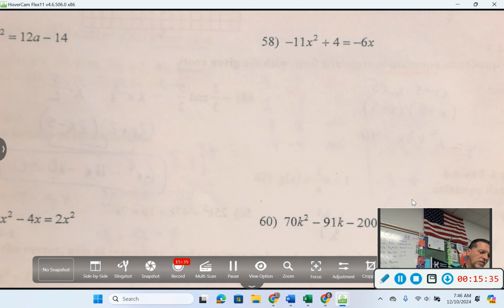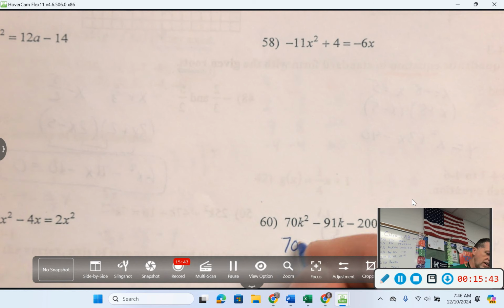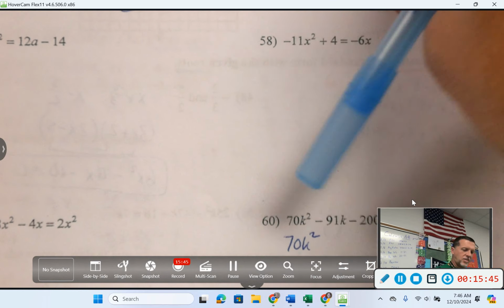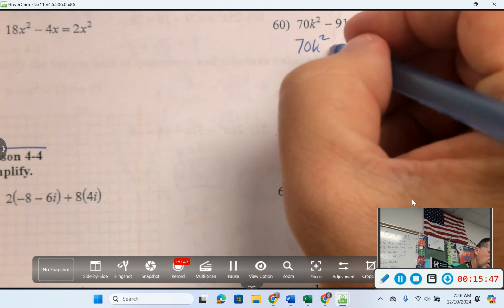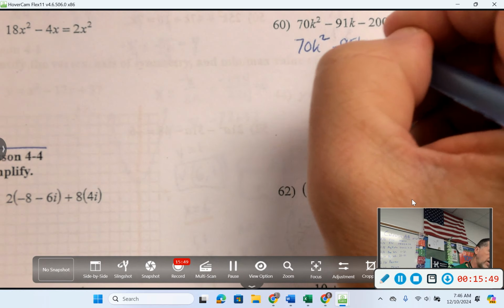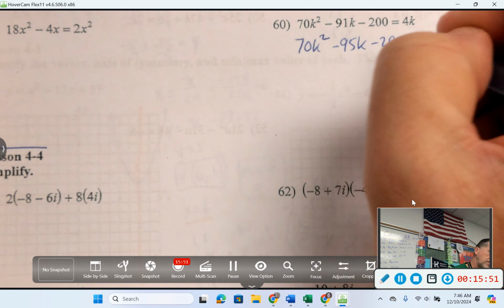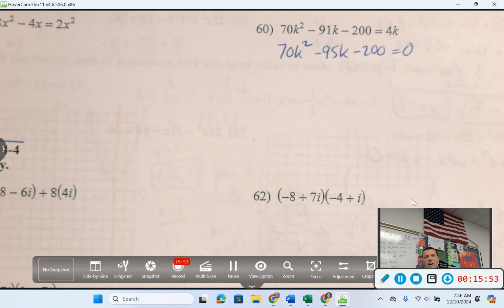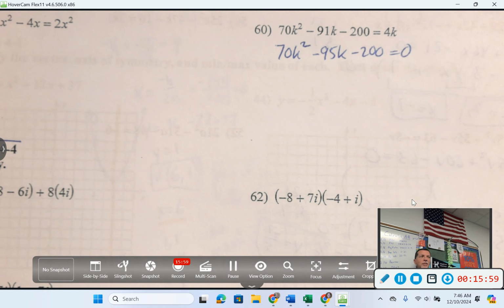Surely something's divisible by something in there? I think you can do it by 5. Yeah, once you move it over, it would be 70k squared minus 95k minus 200. Definitely a 5. Maybe more than a 5, but maybe not. So let's just do a 5 first, and then if we can do more, we'll do more.